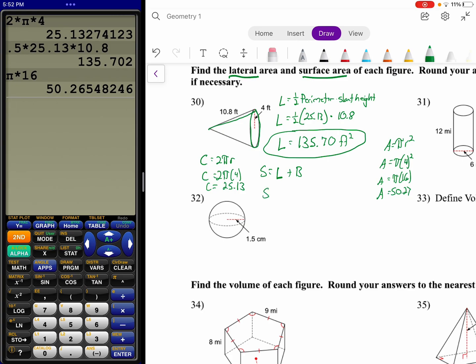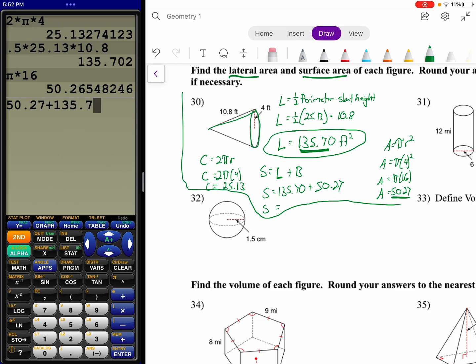And so the surface area is the lateral area, 135.70, plus the area of the base, 50.27, and that gives us our surface area. So 50.27 plus 135.7 is 185.97 feet squared. So there is our other answer squeezed in there.